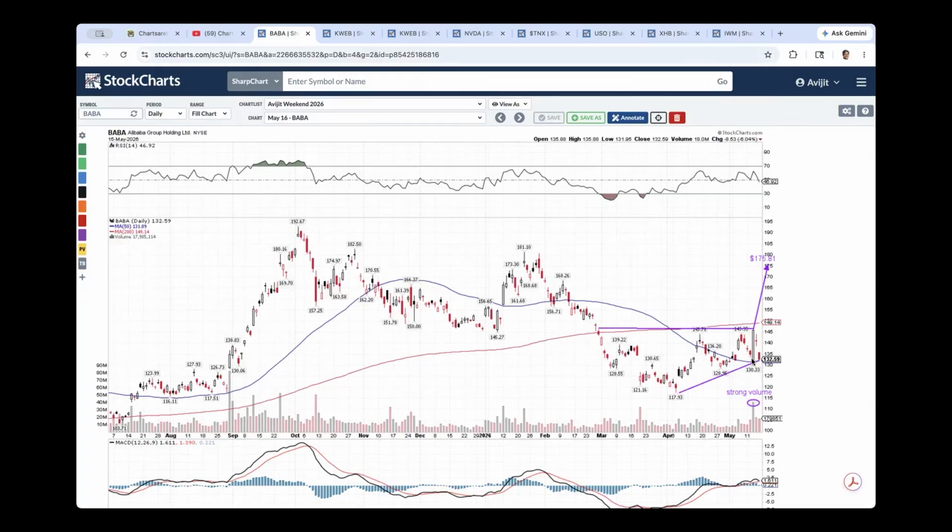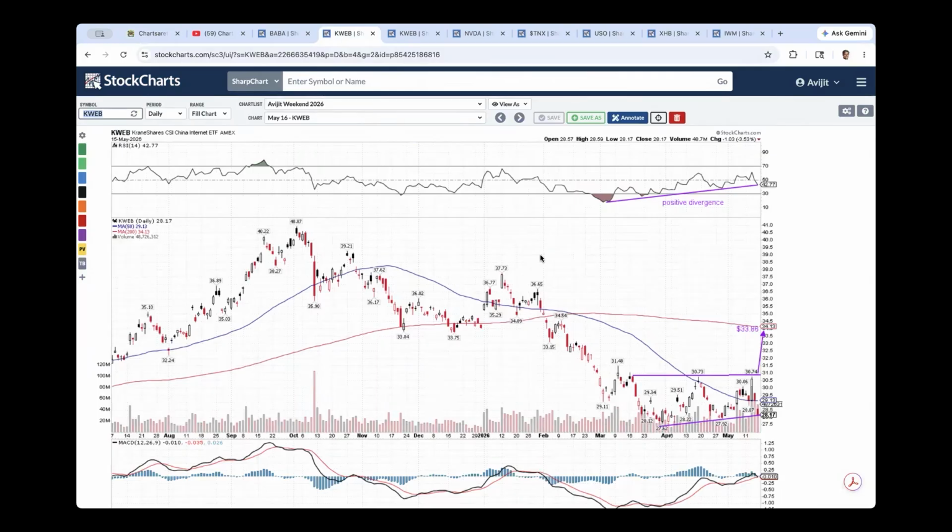If it doesn't, holds this and then manages to break out, that breakout from 117 to 146 measures closer towards 175.8 or 176. That's the breakout that we're going to watch for. And if that breakout does come, we would expect the overall Internet ETF KWEB to also do very well.